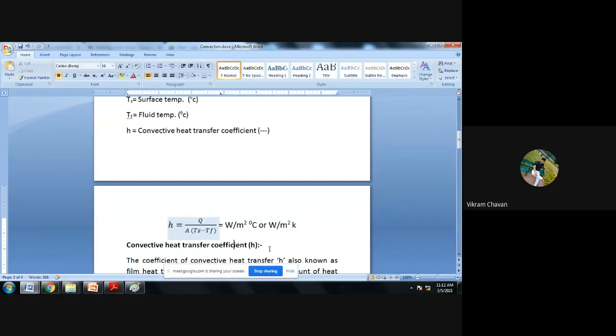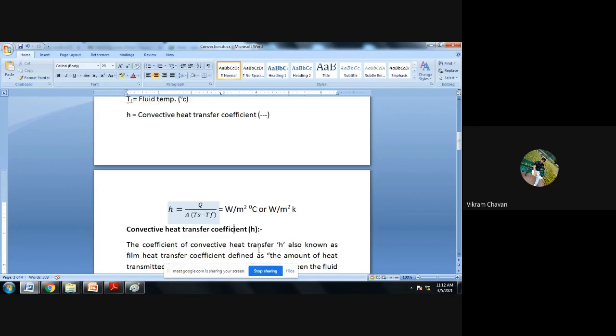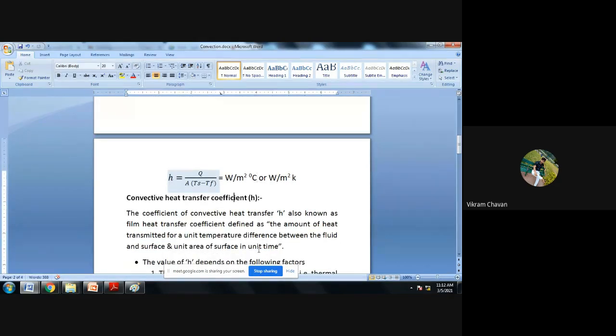So the unit of h, the convective heat transfer coefficient, or the unit of thermal conductivity: four options will be provided and you have to determine the correct option out of them. So remember this unit. The convective heat transfer coefficient unit is watt per meter square degree Kelvin or watt per meter square degree Celsius. Then we have to define this particular convective heat transfer coefficient.